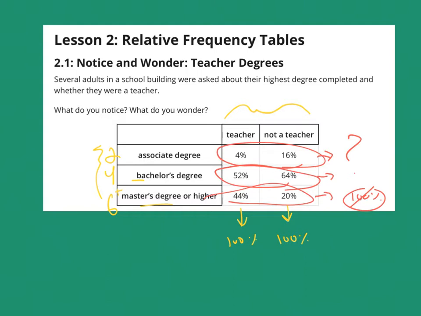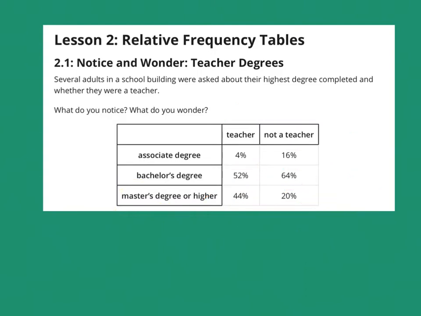Interesting stuff. The other thing you could talk about is the 4% here. What does that represent? That represents 4% of the adults that they talk to being teachers with an associate's degree, which doesn't strike me as possible. You can't be a teacher, at least in the state of Connecticut, without a bachelor's degree. Or that 20% of the adults they talk to in a school building were teachers, perhaps without a master's degree or higher.